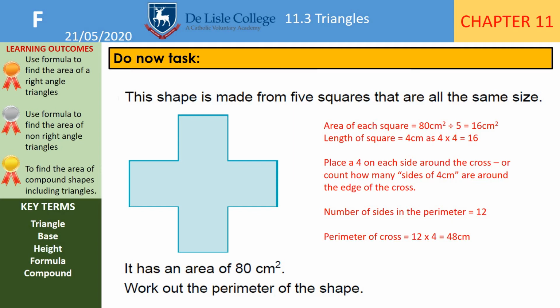Alternatively, if I did that and worked my way around, there'd actually be 12 of those edges on the outside. So the perimeter of the cross is 12 times 4, which is 48 centimetres. Notice we were measuring originally area in centimetres squared, and of course our perimeter is in centimetres. Okay, so onward to our new learning.